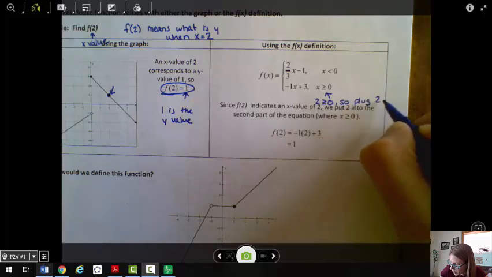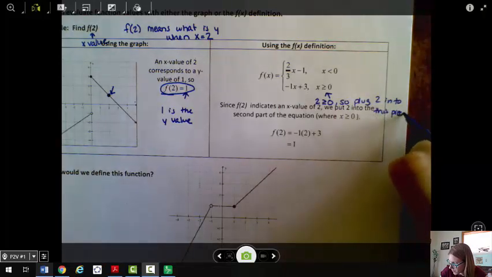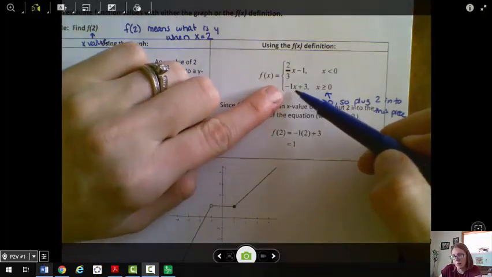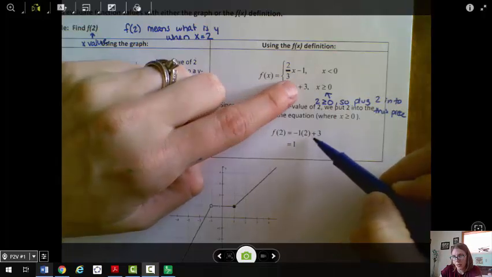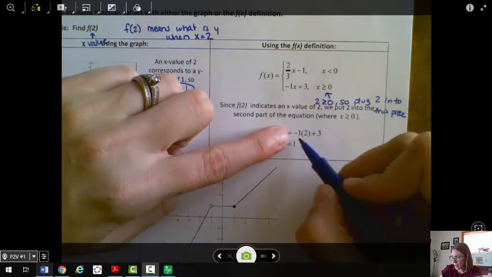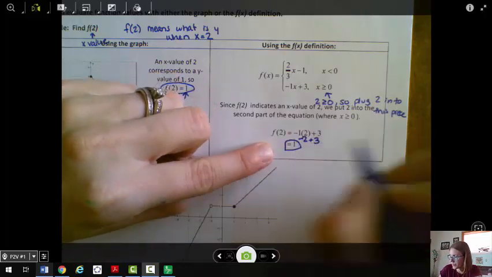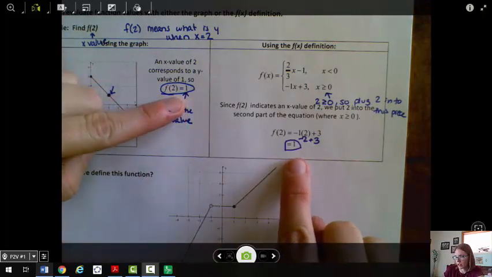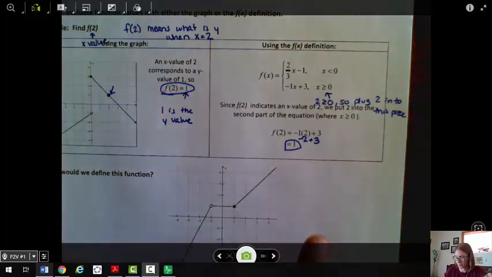So plug 2 in to this piece. So we're going to take -1 times 2, right here, -1 times 2, plus 3. And let's see, -1 times 2 is -2, plus 3 is 1. And as you saw, we have the same value, f of 2 equals 1, however way we did this.